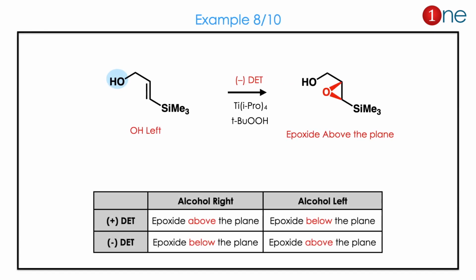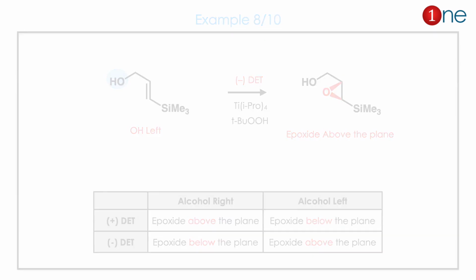Then let us look at the next question. Here you have an allylic double bond with a silicon system. Here the silicon system is there, in the same way the OH group is in the allylic position. Here don't be confused by the silicon given as a distraction. So OH is left, minus DET, so epoxidation above the plane. So the fact here is epoxidation can work in the silyl system also.